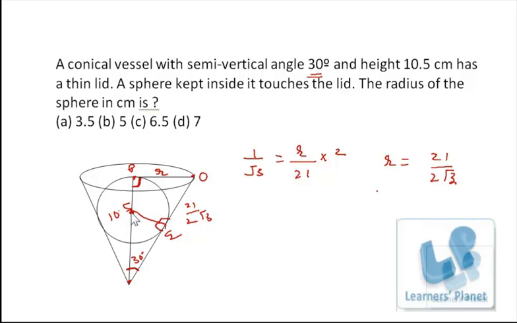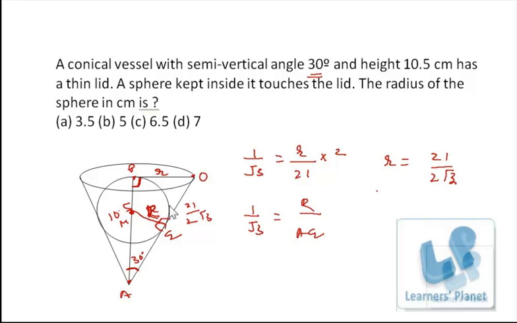Okay, now in this triangle, suppose this is MQA, and suppose this is capital R. The relationship between R and AQ we can also find using the same trigonometric relation. This is perpendicular, this is base. So tan 30 degree, that is 1 upon root 3, is equal to R upon AQ.